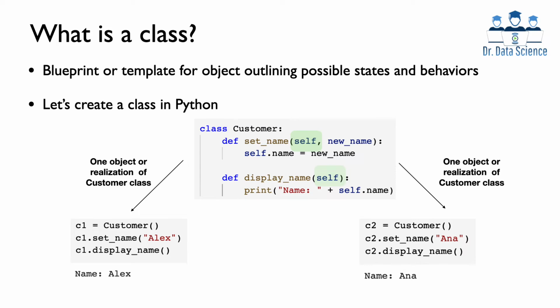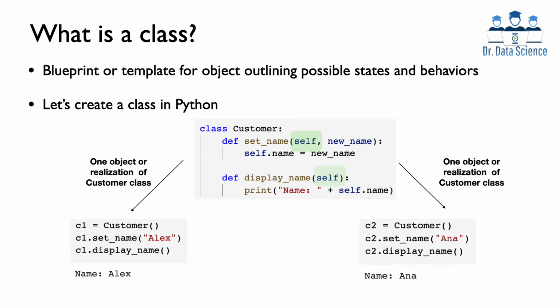You can use any name that you want. This is not a keyword. You can use any other name you want, but to follow best practices in programming, you are recommended to use self here. But we need to have this self to represent the object that we are going to create in the future.